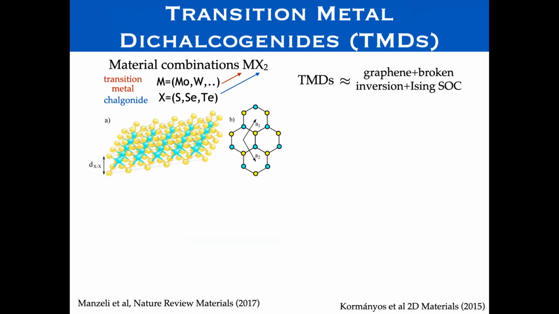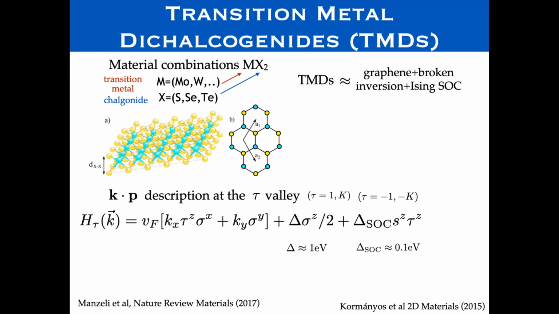So you can think of these as a 2D honeycomb lattice, even though the structure is slightly more complicated, made with transition metals and chalcogenides. And you can really think of a TMD as something like graphene with broken inversion symmetry due to the AB sublattice that you're breaking, and a large spin-orbit coupling.